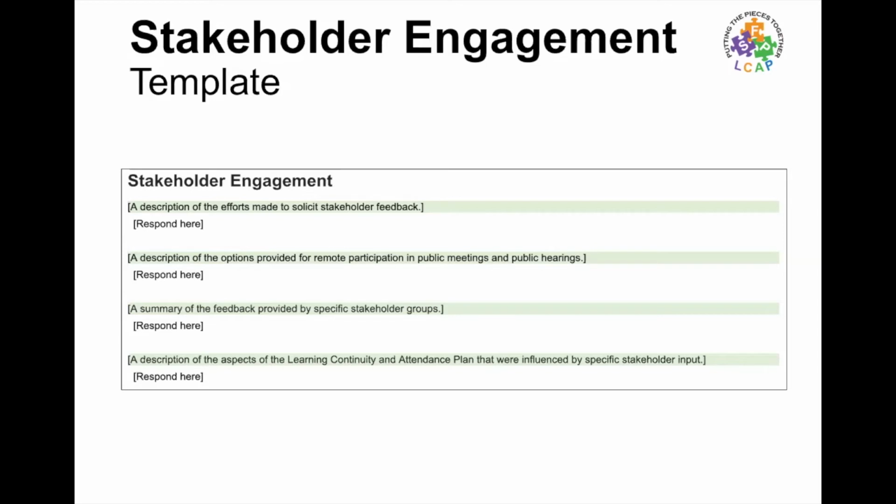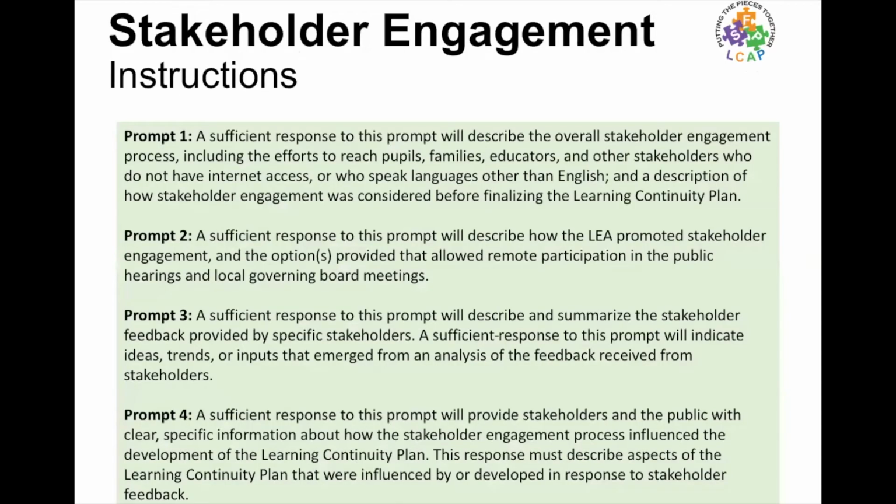So in the stakeholder engagement section, you will be addressing these 4 prompts. In prompt 1, it is here that you will describe the efforts made to solicit feedback on your plan from your stakeholders. Here you're going to be describing your overall process that you used to reach out to your students, your families, the educators, and the community. In addition, you're going to be describing what the LEA did to assist the stakeholders that did not have internet access or speak a language other than English.